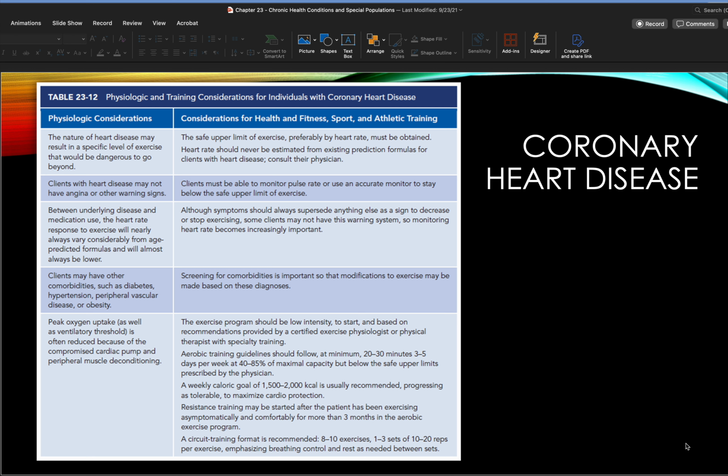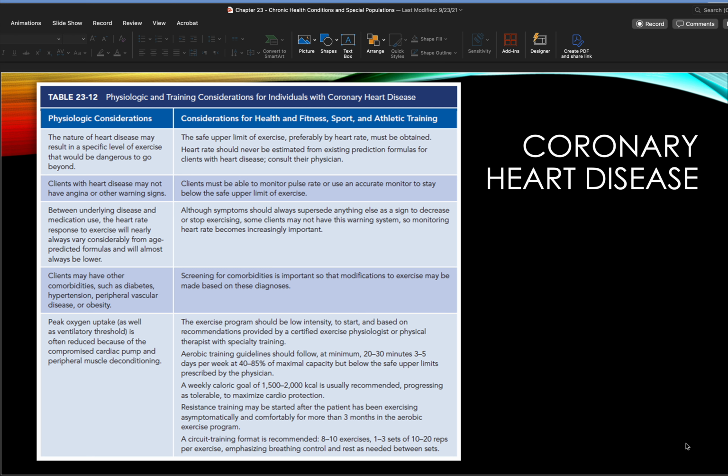Depending upon how this heart disease resulted, you have to be aware of the impact of exercise and how dangerous it can be if you go beyond certain limits. It says clients with heart disease may not have angina or other warning signs, so that's a problem. That's where proper monitoring of that person is going to come into play.